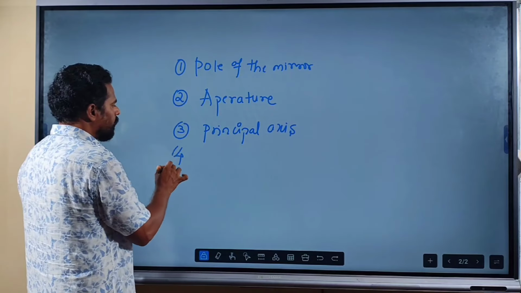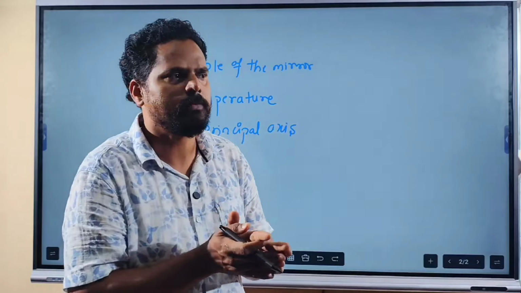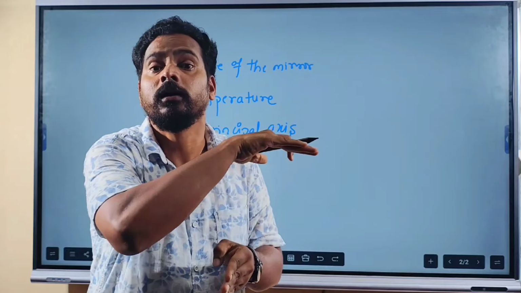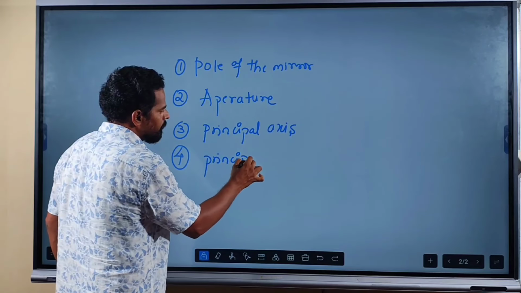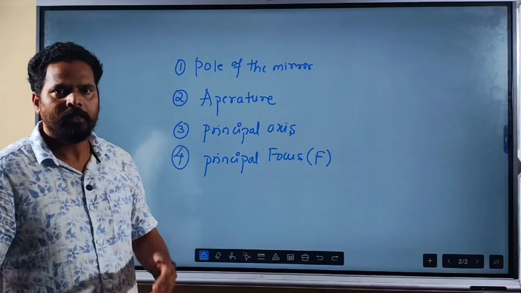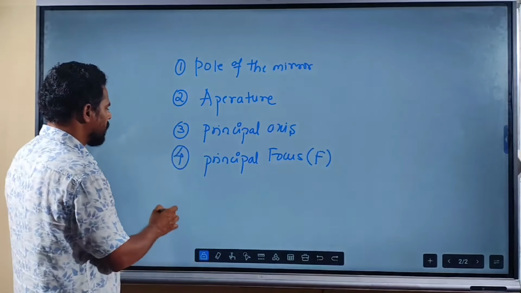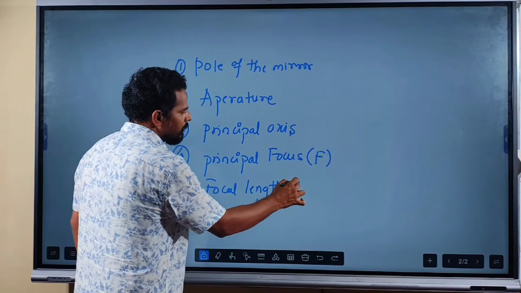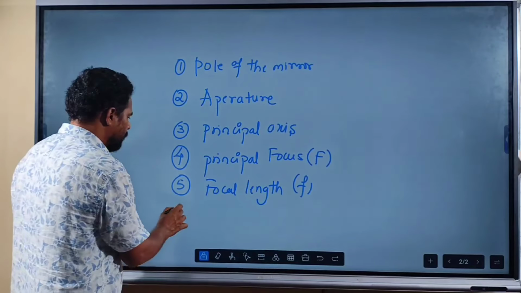In the fourth one, rays of light parallel to the principal axis, after reflection from the spherical mirror, meet at a point on the principal axis. That point we call the principal focus, denoted by capital F. The distance between the pole of the mirror and the principal focus is called focal length, denoted by small f. Clear?